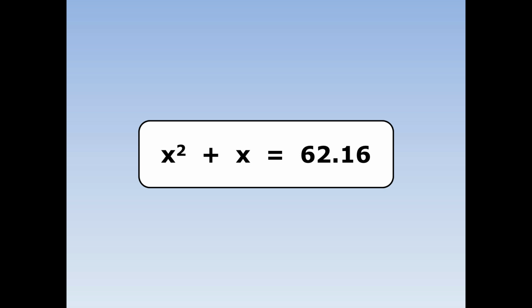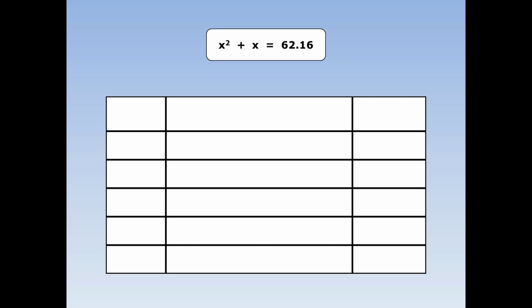Right, let's try x squared plus x equals 62.16. x squared plus x means take a number, square it, then add itself on again, and we want that to equal 62.16. And we're looking for a decimal answer this time as well. So again, we're going to draw out a table.